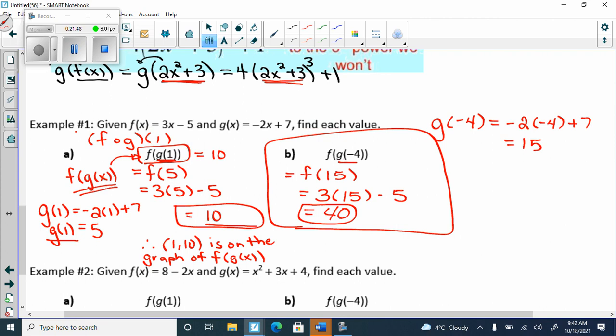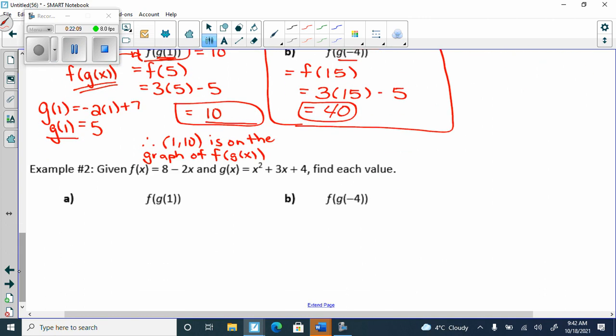But I want to make sure you understand. (-4, 40) is on what graph? The graph of f of g of x, right, Lucas? Yes. Totally. On the graph of f of g of x, the point is (-4, 40).